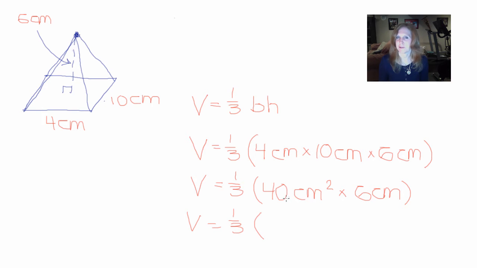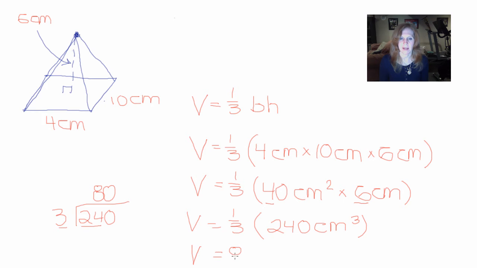1/3. And I'm going to use my mental math to multiply 40 and 6. 4 times 6 is 24, and add my 0. And now, because I have 2 dimensions here and 1 dimension here, I have cubic centimeters, or centimeters to the 3rd. To figure that out, I just divide 240 by 3. 3 goes into 24 8 times, and I have a 0 left over, so I keep it up there. So 80 cubic centimeters is my answer.